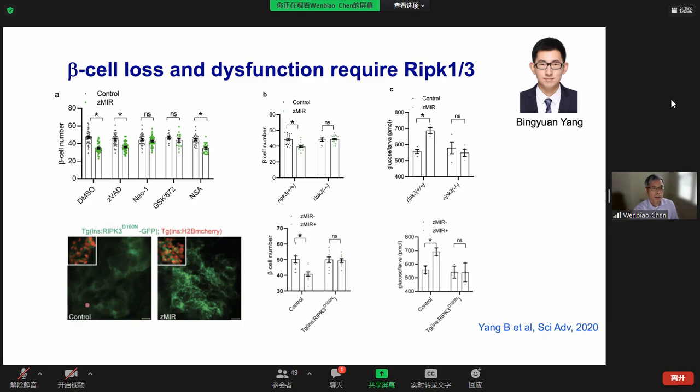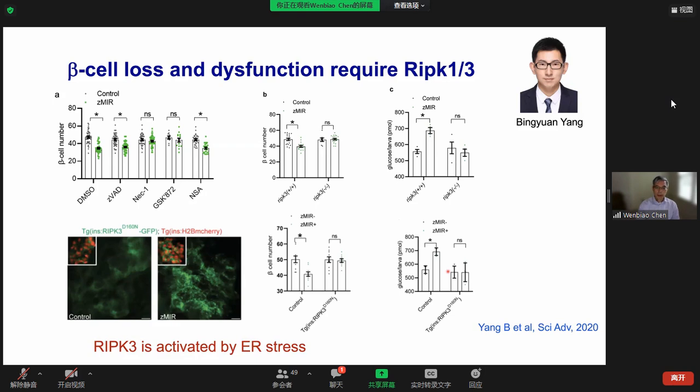We show that it's expressed only in beta cells. And we also show that in the ZMR fish, the distribution of RIPK3 is very different. It forms puncta, indicating activation, supporting that in those beta cells, RIPK3 is activated. And in the dominant active expression animals, beta cell death is prevented and glucose homeostasis is preserved, suggesting that RIPK3 is acting in the beta cells. The same is also true for RIPK1.